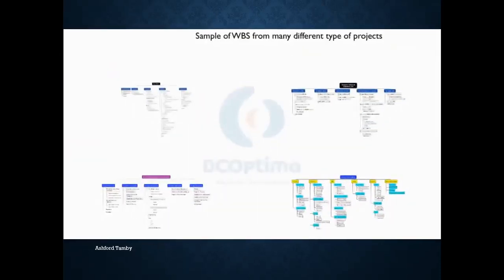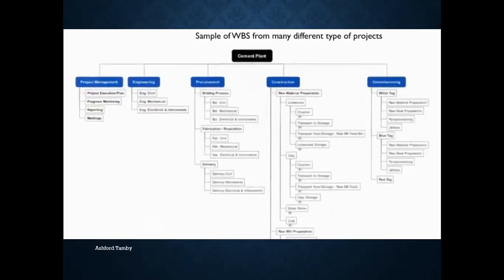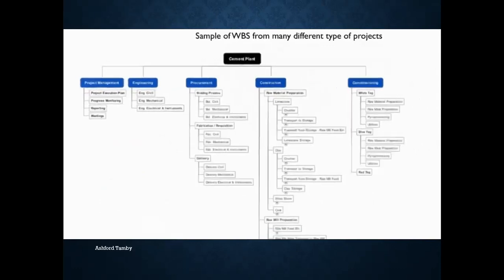We see here some samples of WBS from many different types of projects. All of these WBS are taken from real projects. The first one is building a cement plant. It is a large construction project. This WBS is based on a functional use approach combined with some other approach.